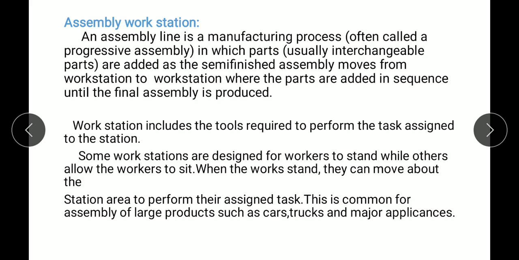An assembly line is a manufacturing process, often progressive assembly, in which parts, usually interchangeable parts, are added as the semi-finished assembly moves from workstation to workstation, where parts are added in sequence until the final assembly is produced. For example, let us take the casting process, which is one of the manufacturing processes. After completion of the casting, some of the components have defects and some of the components have finished successfully.